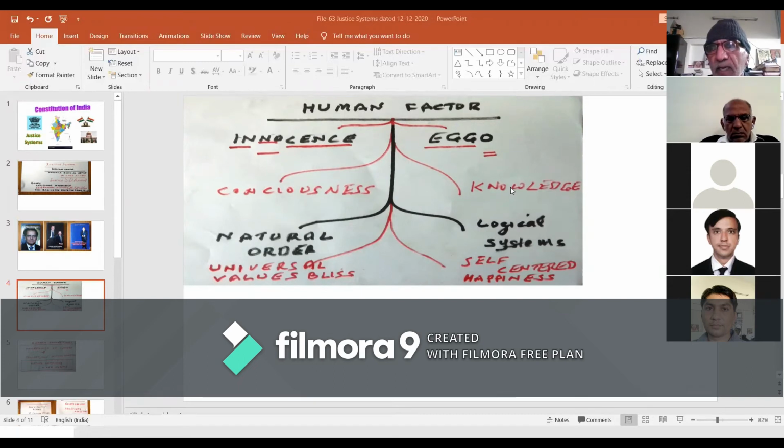We as individuals, we as human beings, we as mortal beings, when we attempt to have our own justice system independent of the natural order, then this factor is going to be the central pillar of the whole superstructure for the foundational expectation values from the justice delivery system.